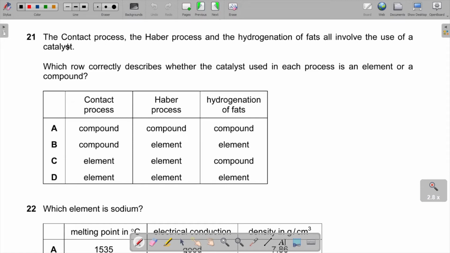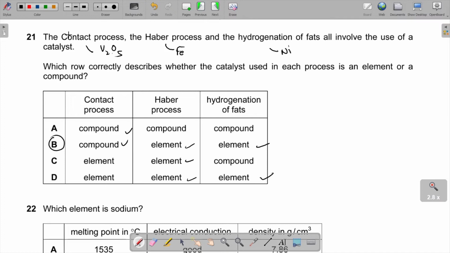The contact process is the manufacturing of sulfuric acid. Over here we use vanadium(V) oxide, V2O5. So for the contact process, it's a compound. For the Haber process, we use iron, so it's an element. For hydrogenation of fats, we use a nickel catalyst, so nickel is an element. So the answer is B.